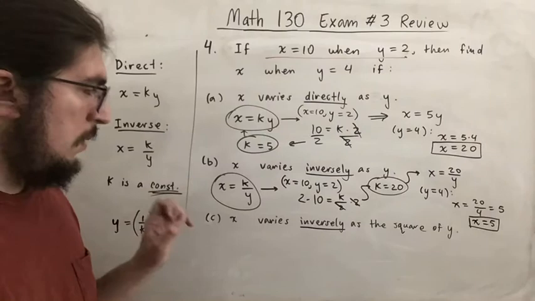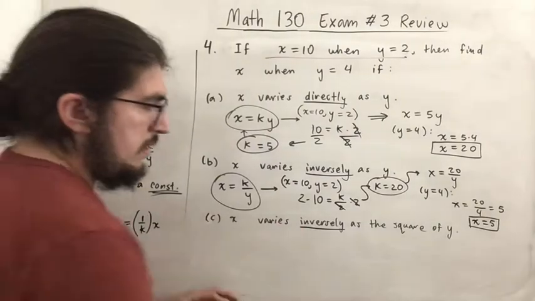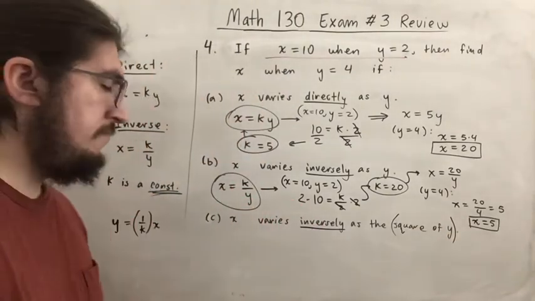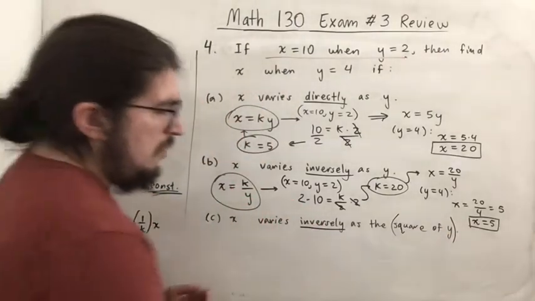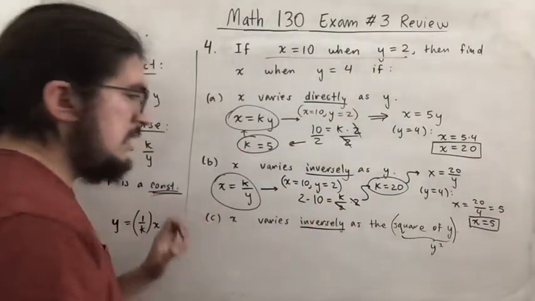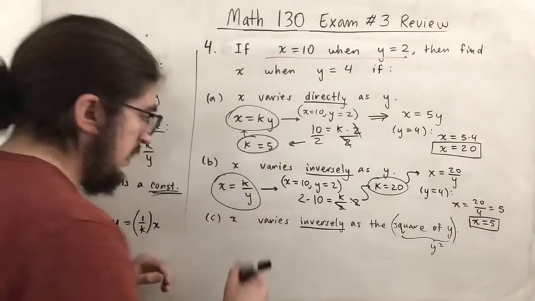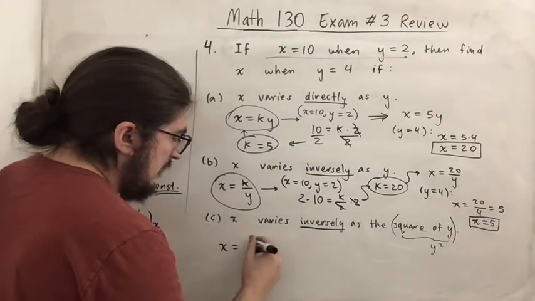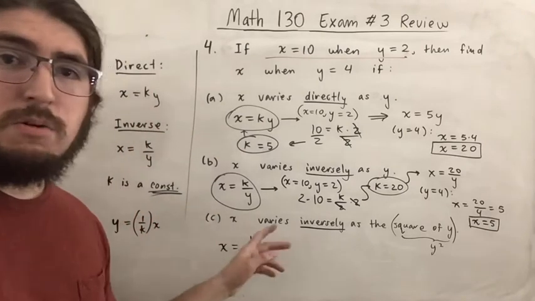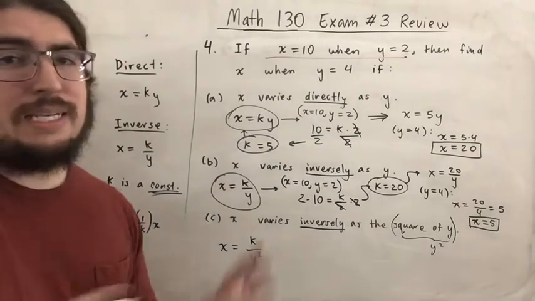Okay, now what about the last one? Well, the last one is inverse variation, but it says with the square of y, or varies inversely as the square of y. So what is the square of y? It's just a fancy way of saying y squared. So instead of x and y varying inversely, x and y squared vary inversely. So I'm going to write x is equal to k over y squared. And again, if you were to write it the other way around, y squared is equal to k over x. Similarly, if you were to switch this around, you'll get the exact same thing in the end.